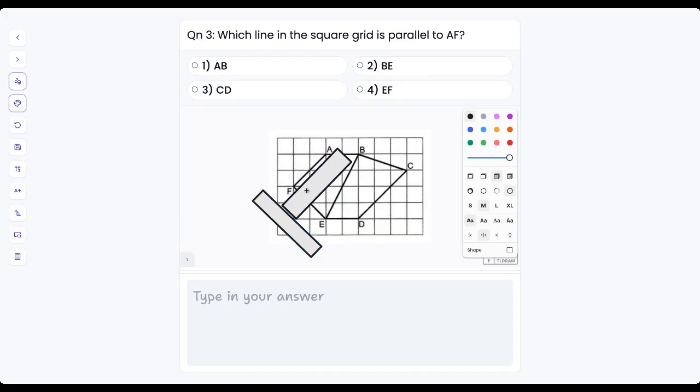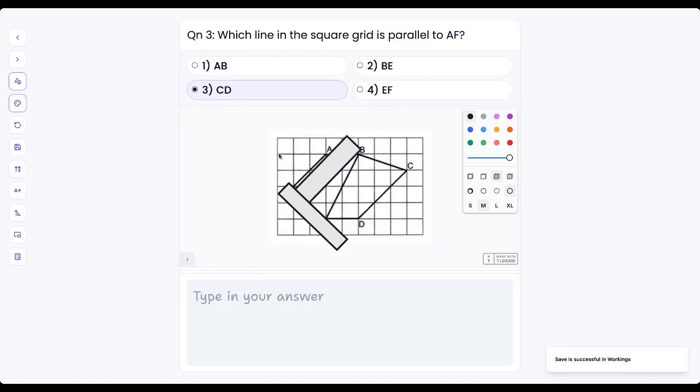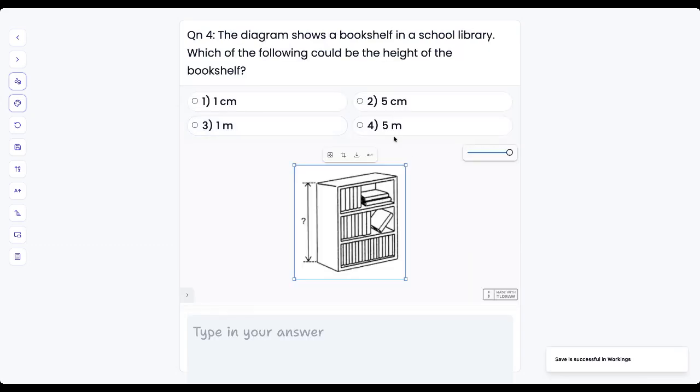Let's try B and E. You can see B and E is not the same, I mean, not parallel. So let's try the other one, which in this case is CD. We can just put it on, and then put it here. You see CD and EF are parallel to each other. So the answer is option number 3, which is CD. All right, let's move on to the next question.